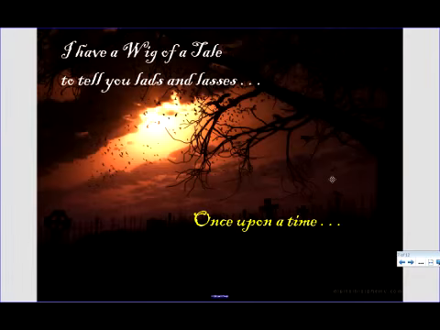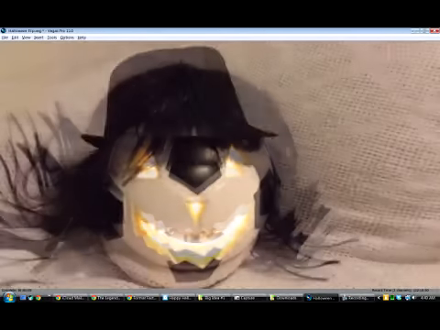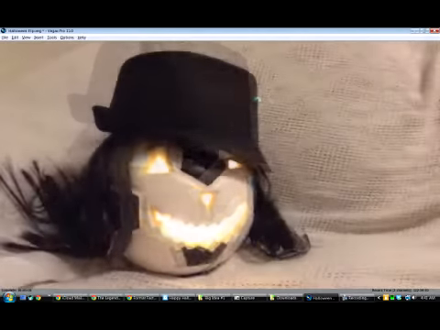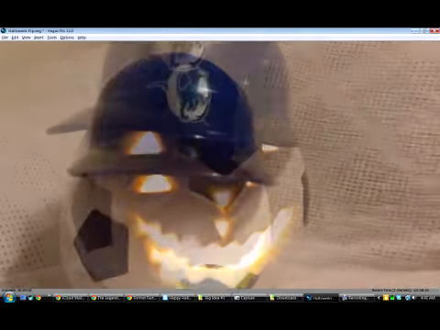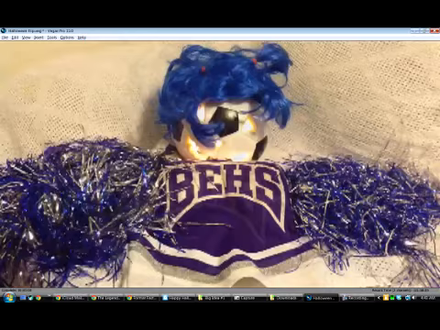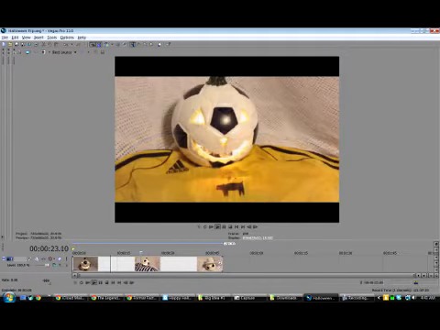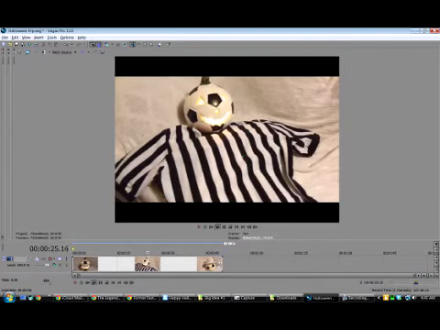Well, I have a wig of a tale to tell you, lads and lasses, once upon a time. Well, here's my wig of a tale. Notice I have several different wigs, different hats. What I would suggest is a scientist, a mad scientist. Or, here he is playing soccer with Mr. Fisher's favorite team, the Sundogs. There's a Sundog. He was going to be a referee.